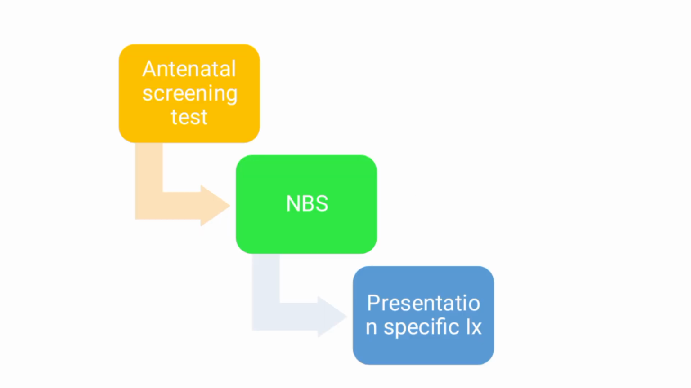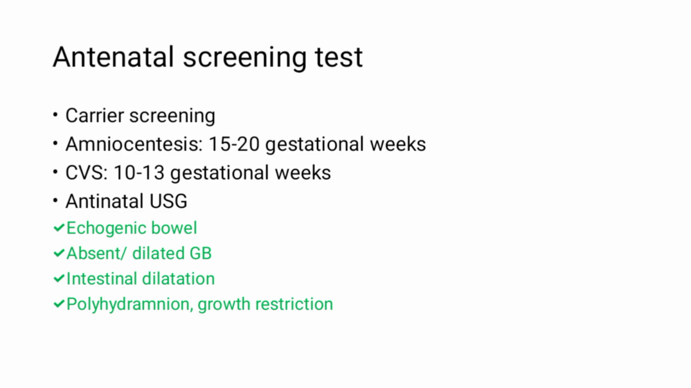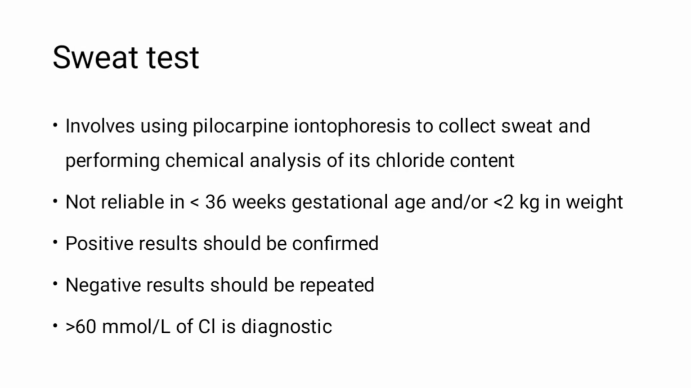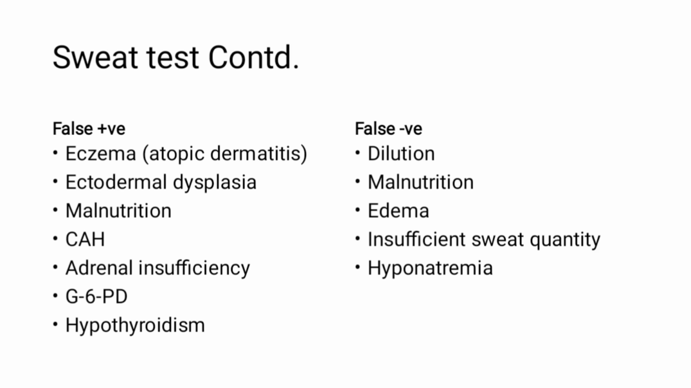So, investigation. Antenatally, for indicated persons, chorionic villus sampling or amniocentesis may be done, with antenatal ultrasonography showing some typical features or signs. Newborn screening includes elevated serum immunoreactive trypsinogen, and when it is positive, it warrants a sweat chloride test. The sweat chloride test involves using pilocarpine iontophoresis to collect sweat and performing chemical analysis, and more than 60 millimoles per liter of chloride is diagnostic, though it has some false positive and false negative results.